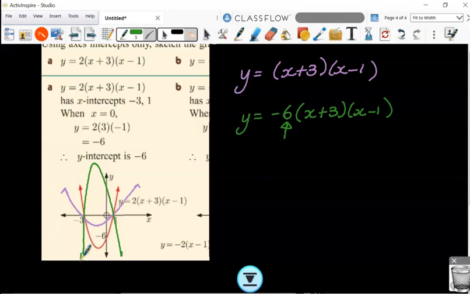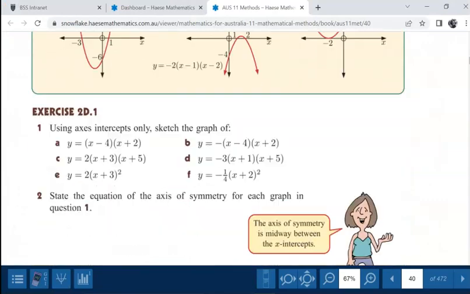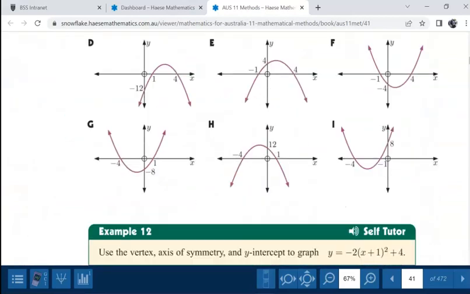All right, so let's get started. I know some of you have already started this, but we are now working our way through 2D1, 2D2, and I have a homework task for you as well.